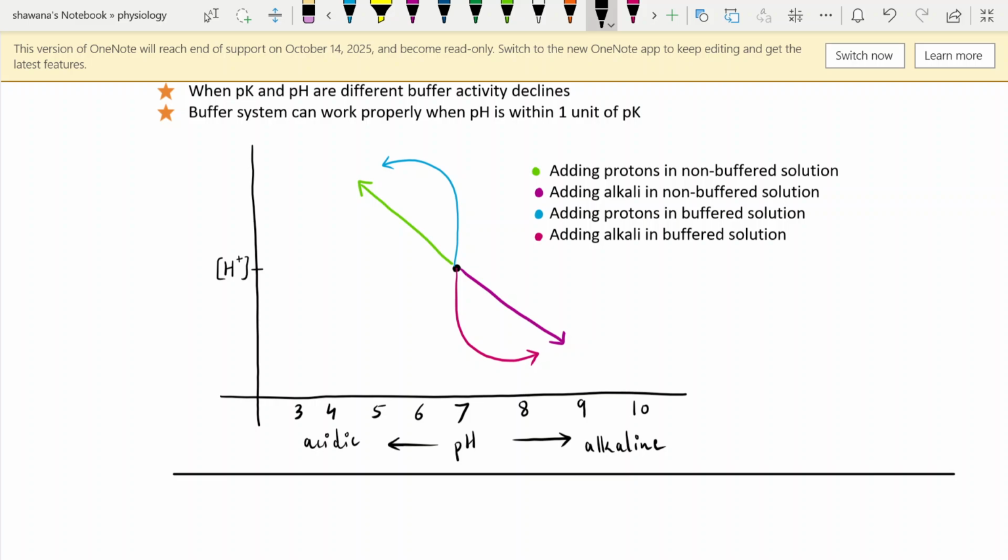But here, the blue line: when we add protons or acid to a buffered solution, it will resist the pH change. When we add a lot of protons, pH is still the same, and after saturation, the pH starts to decrease. And when we add alkali to a buffered solution for a long period of time and in large amounts, it will resist the fluctuation in pH, and ultimately after saturation the pH starts to increase. And this graph exactly shows what the buffer is doing and what the function of a buffer is.